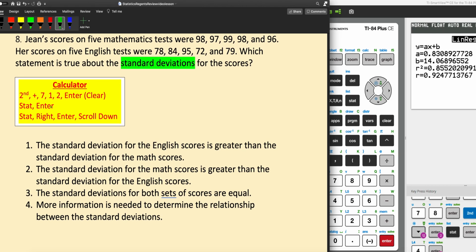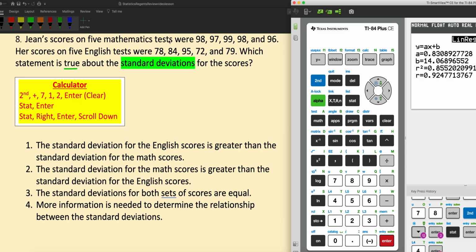Okay, guys, on this one, we got to go back to our calculator. It says Jean's scores on 5 mathematics tests were 98, 97, 98, and 96. Her scores on 5 English tests were 78, 84, 95, 72, and 79. Which statement is true about the standard deviations for the scores? Guys, standard deviations are very simple to find, again with the calculator, and these are the buttons you're going to use. The only issue is you don't have one set of data here, guys.